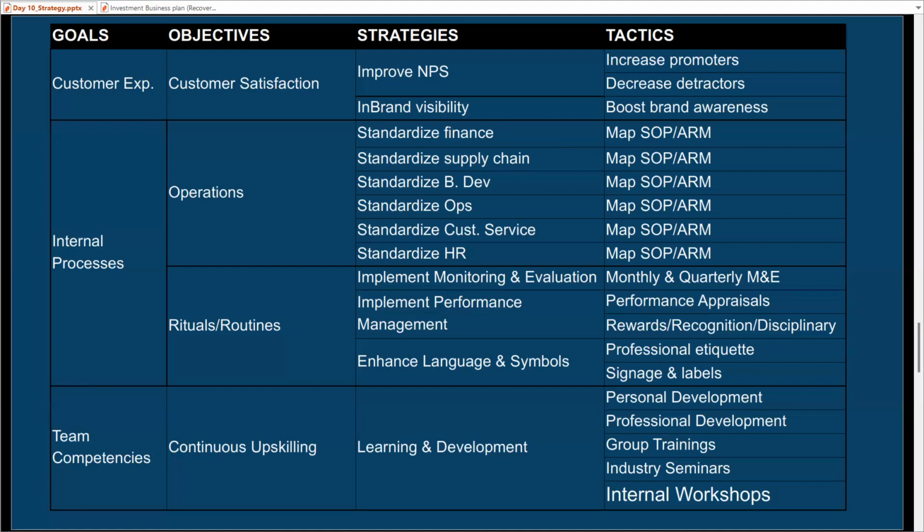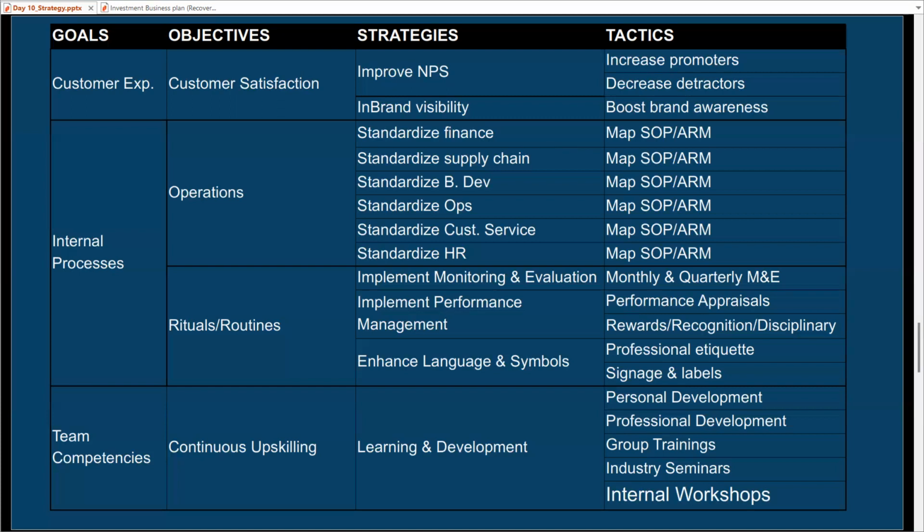So if it's finance, they will pick that and develop another column of their own tactics and tell us they want to see their activity responsibility matrix, and then KPIs will be there: time, quality, and cost. So that will speak down as you cascade. When you come to rituals, this strategy is telling them to implement monitoring and evaluation. On the tactic level, do it monthly or quarterly, M&E.